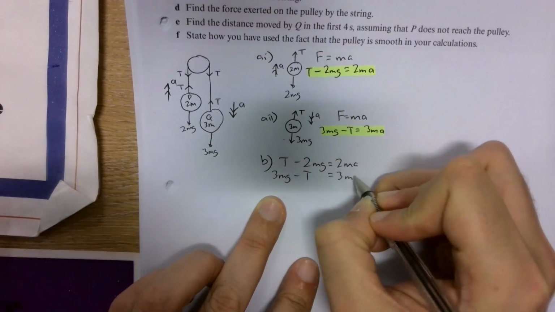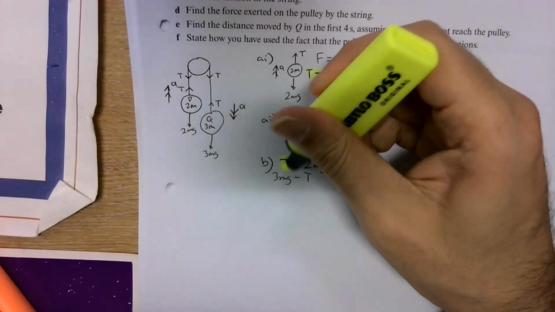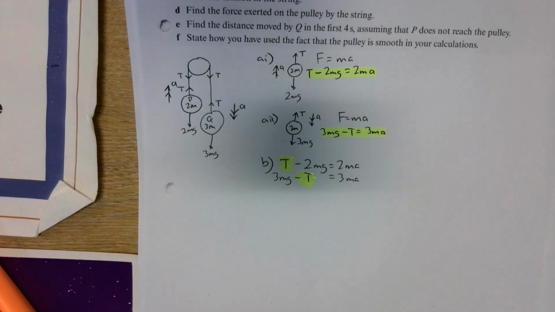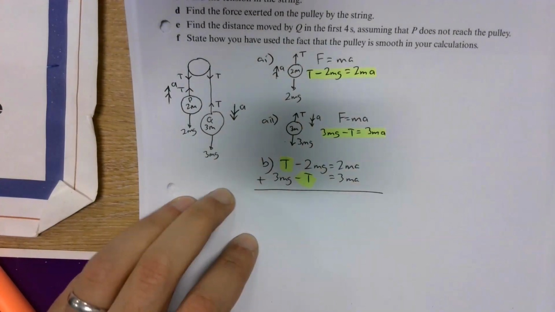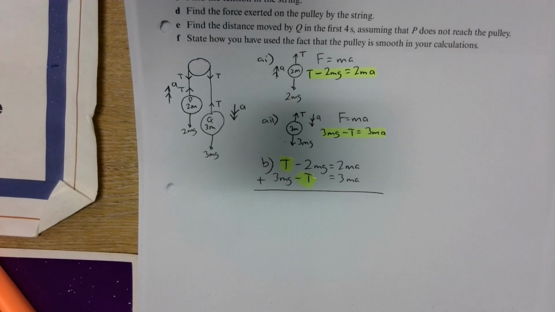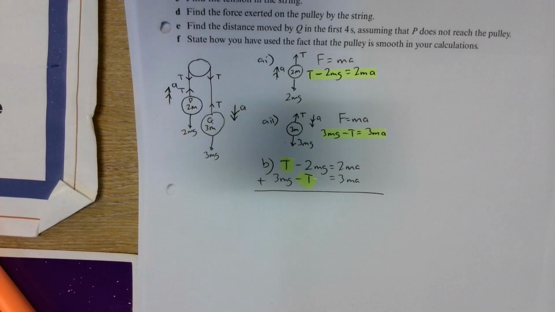Now, hopefully what you've spotted there is that I've got a positive 1T and I've got a negative 1T. And that means that if I add these things together, they're going to cancel, which is going to get rid of one of the variables for me. It's always add when you get to this stage, because one tension will be opposing motion and one tension will be going in the direction of motion. That means you'll always have one positive and one negative, so therefore we can always add these things together.